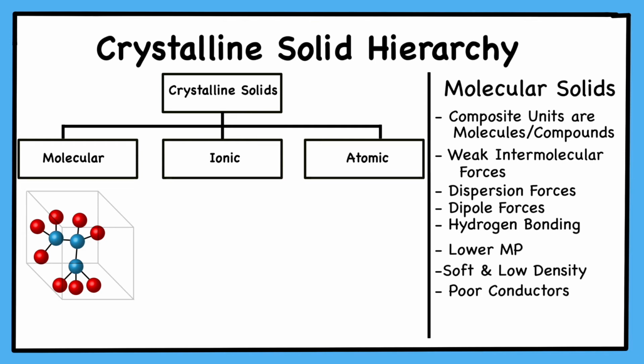Two examples of molecular solids would be diiodine, whose melting point is 114 degrees Celsius, and ammonium, whose melting point is negative 78 degrees Celsius. Notice the difference in melting points and how efficiently these molecules are packed together within the unit. That's going to play a key role in determining physical properties.